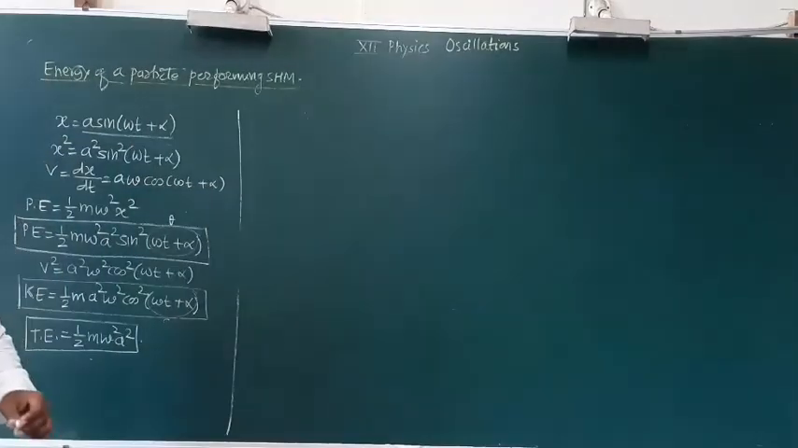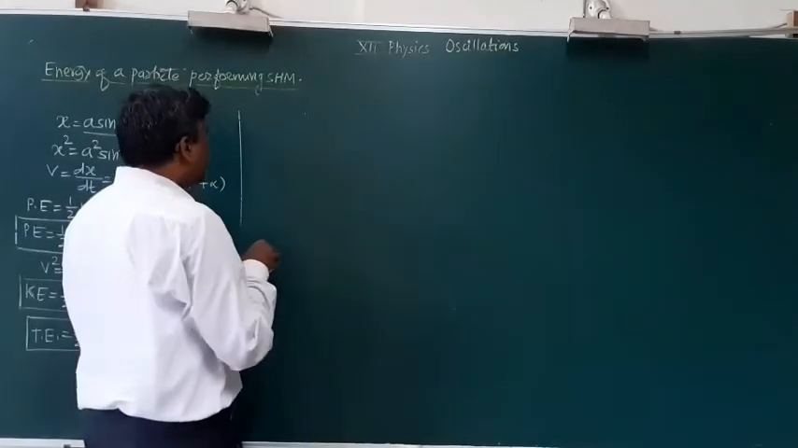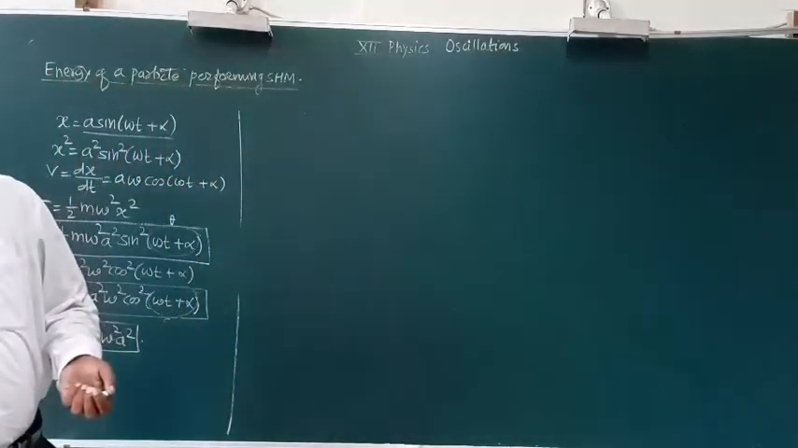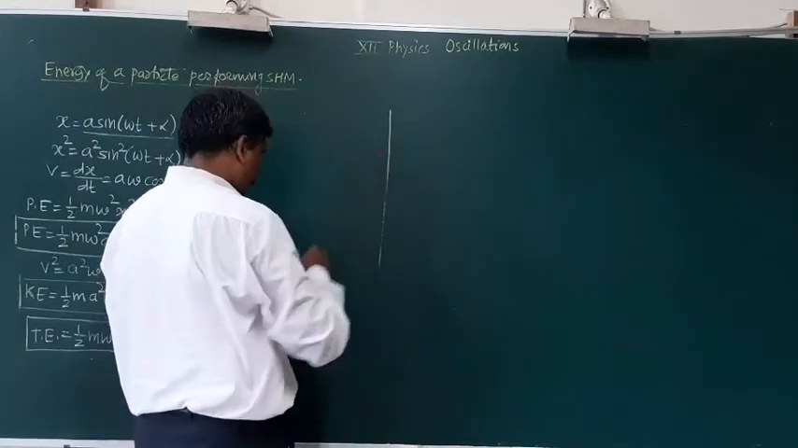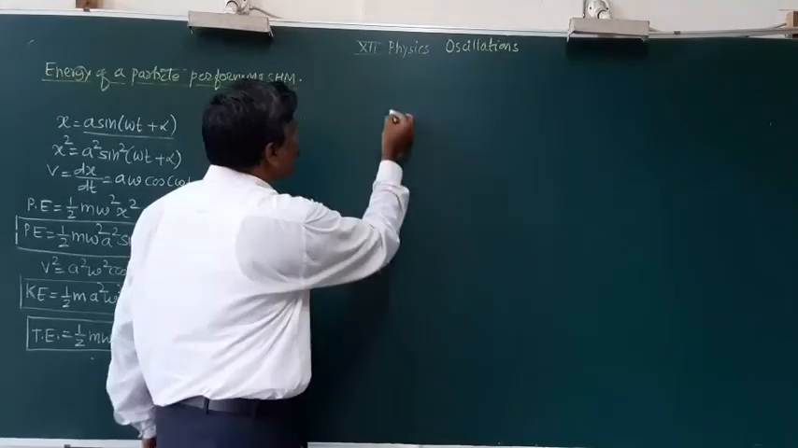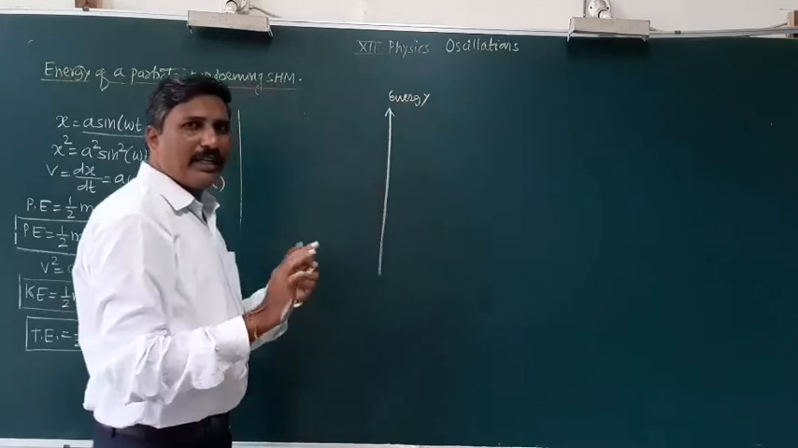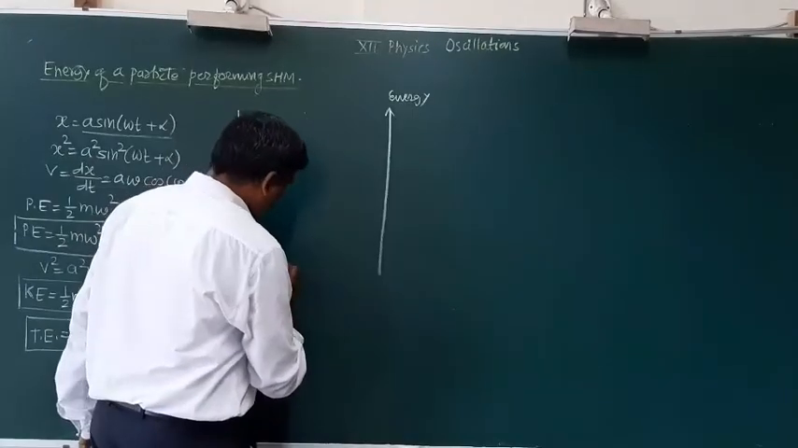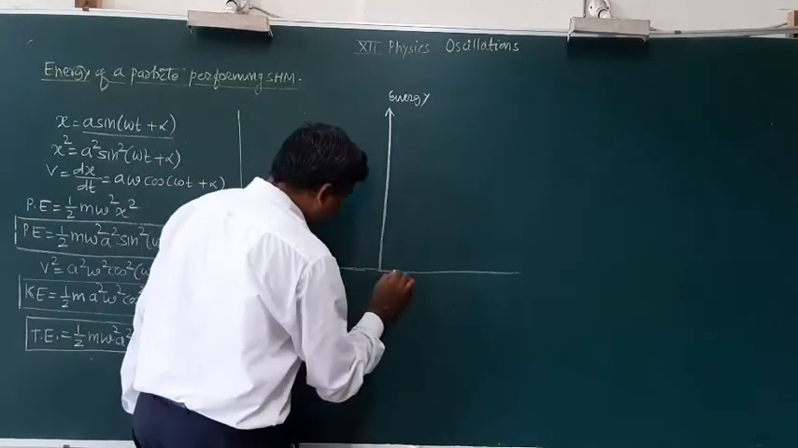Now we see how you graphically represent the variation of energy at the mean and at the extreme positions. Okay, that we have to see first. That is the graphical presentation of energy. For that, on the y-axis, this y-axis corresponds to energy. Means we are plotting a graph of energy versus displacement. This is my displacement. Right?